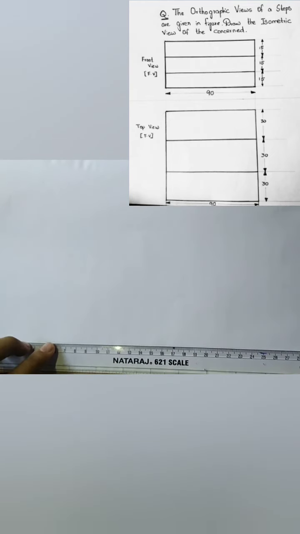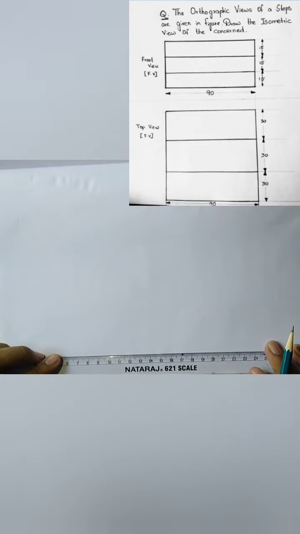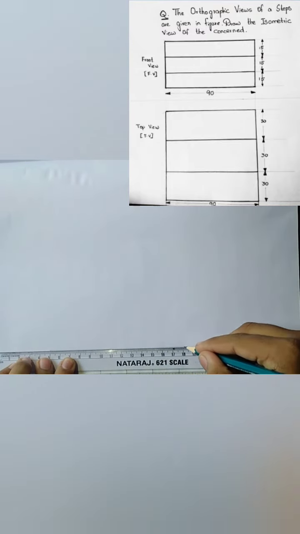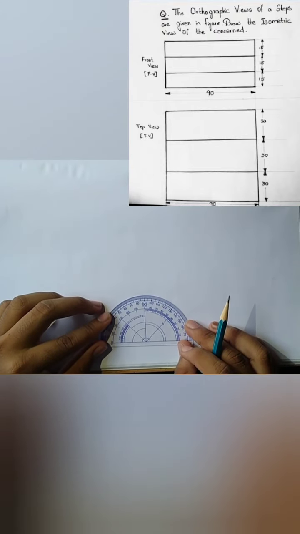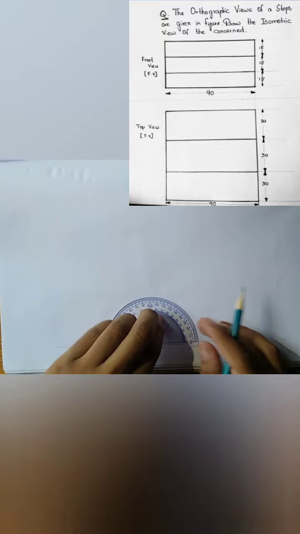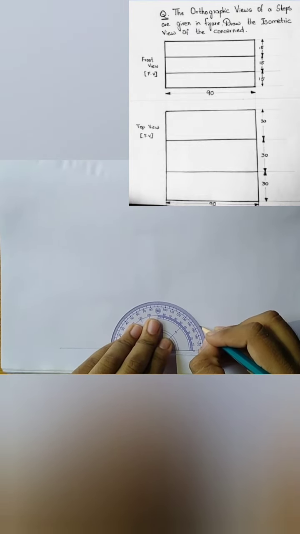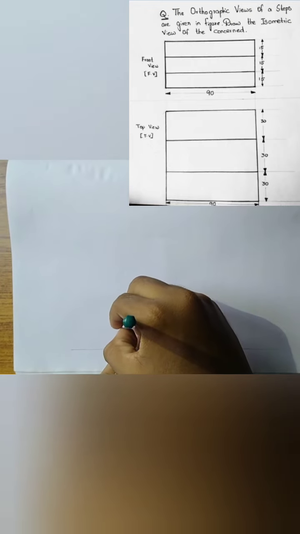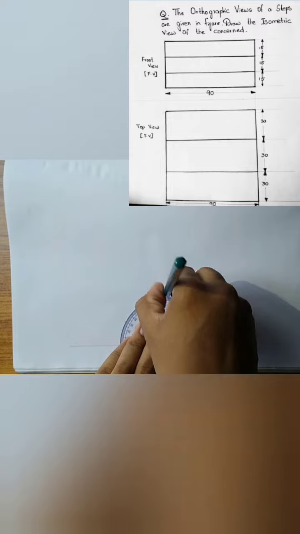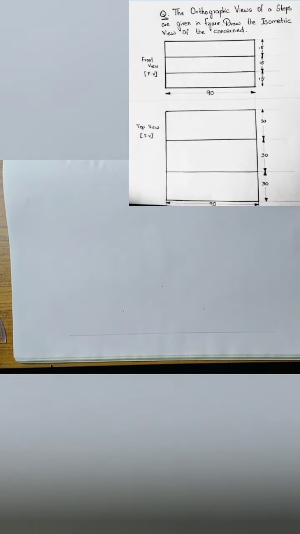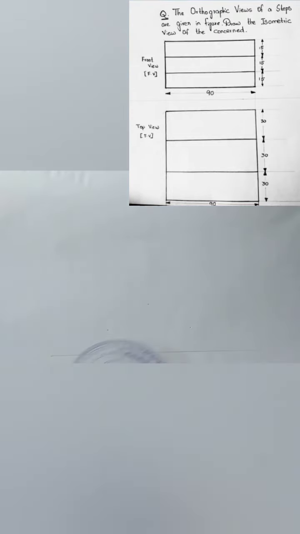So firstly we need to draw the axis line, that is a reference line. Any length of an axis line. Now with the help of a protractor mark the angles. Why? Because for an isometric view we have an angle called 30 degrees along length and width also, and 90 degrees must be plotted.